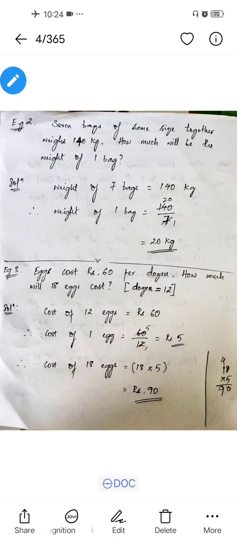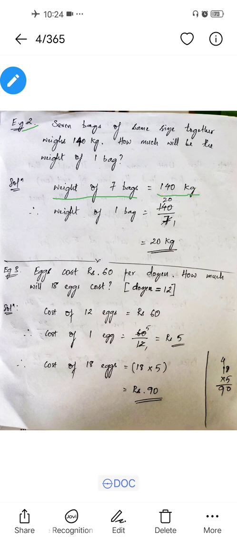Now I've done some example solves here. If you look at example 2, 7 bags of the same size together weigh 140 kg. How much will be the weight of one bag? It's given in the question that the weight of 7 bags is 140 kg.